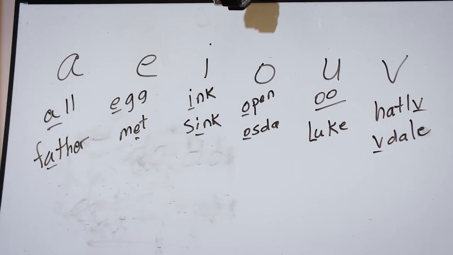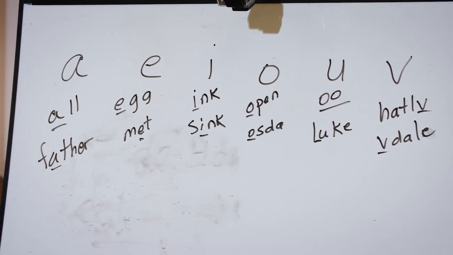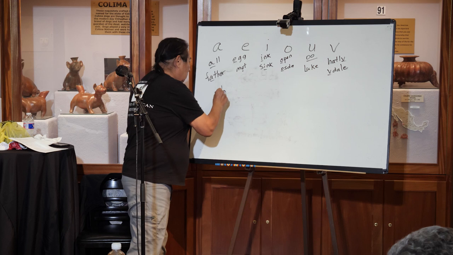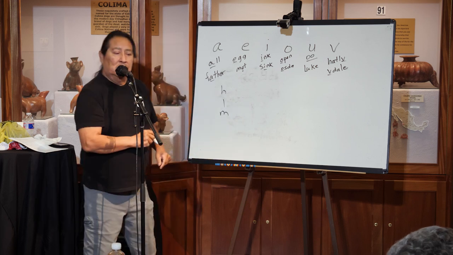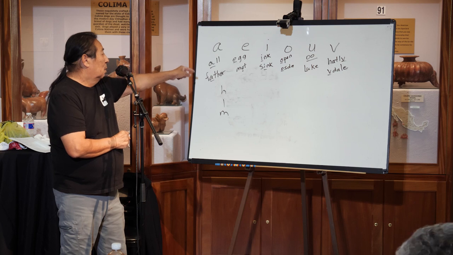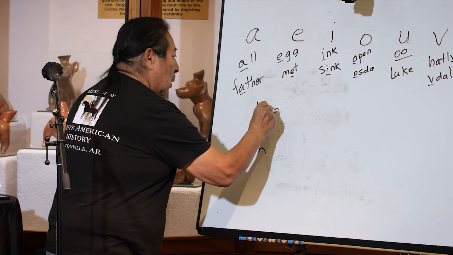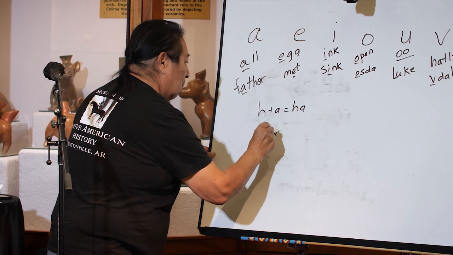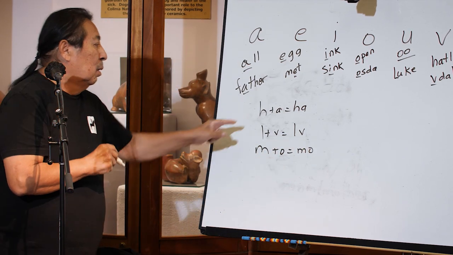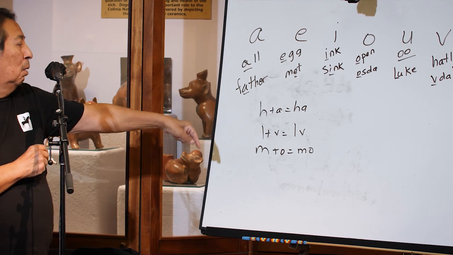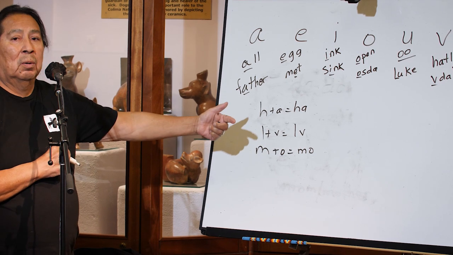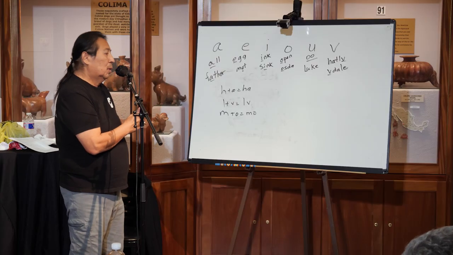Okay, those are your vowel sounds: aw, a, e, o, u. And then you got your consonants. I'll just use three for right now. But anyway, the H can go with that aw to make it a haw. Your H plus your aw will be ha, then your L plus the sound will be la, then your M plus your O is going to be mo, so forth like that. That's the sound for making Cherokee.